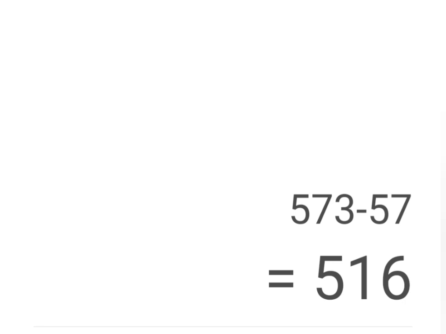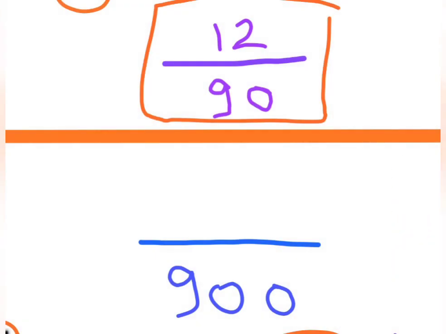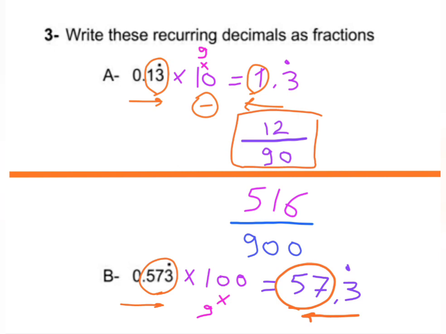Now, let's go back. So the answer is 516. And this is how you answer a question like this. I hope you understood the steps of turning a recurring decimal into a fraction. And this is the easiest way to do these fractions or to do these recurring decimals.